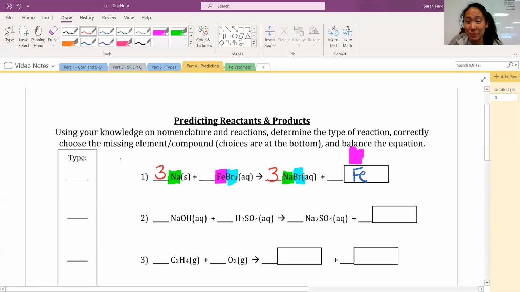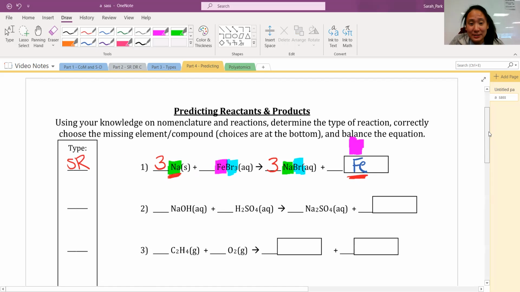Now you need to know what type of reaction this is. So you take a close look and you're like, okay, I don't have one product in the end, so it's not synthesis. I don't start with one reactant, so it's not decomposition. It's not a CHO equation, so it's not combustion. So I'm down to single or double replacement. Single replacement, remember, has a single element on both sides. I have a single Na and a single Fe, so you know that this is single replacement. Okay.